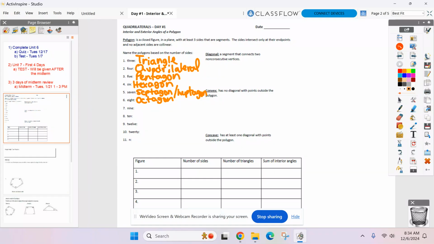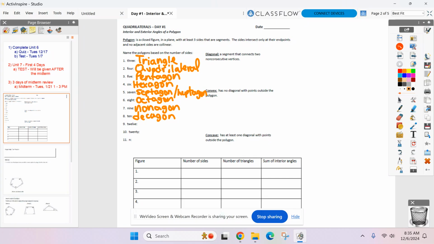My personal favorite, 9. Oh, stumped them. Stumped the kids, huh? Nobody for 9? Nonagon. A 9-sided figure is a nonagon. Anybody for 10? Decagon. Like decade, 10 years, decagon.